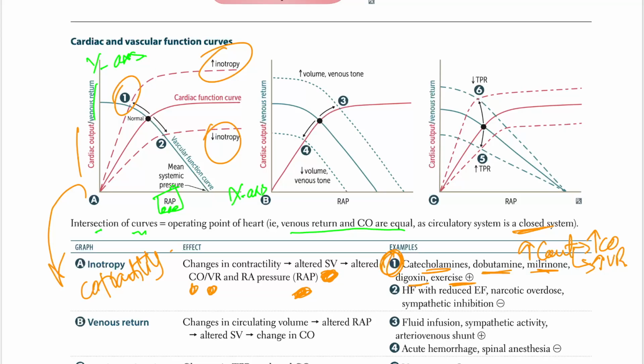Simple thing. But if you look at point 2, what are they trying to say there? What would decrease the inotropy? To decrease inotropy, you have heart failure with reduced ejection fraction, narcotic overdose, or sympathetic inhibition. With heart failure, no matter what you do, the heart is failing. You're not going to get your heart to pump more blood out, so for sure you would decrease inotropy. There will be little contraction. Narcotic overdose slows down the contraction of the heart. Sympathetic inhibition inhibits catecholamines working on the receptor, causing a decrease in contractility.